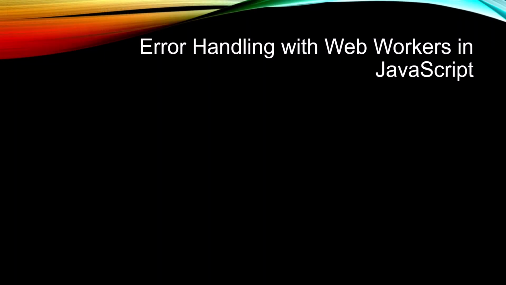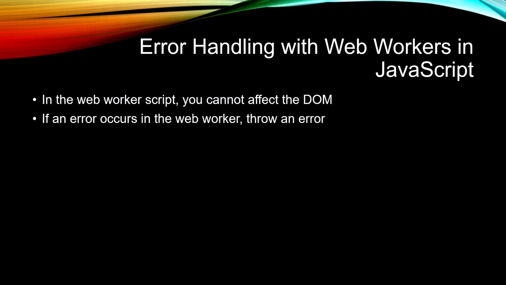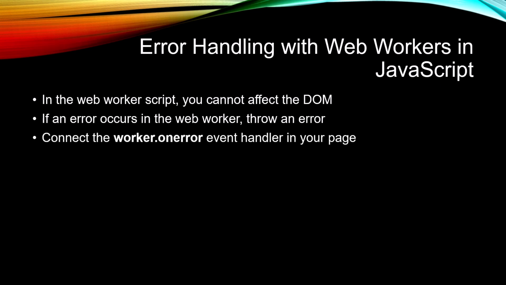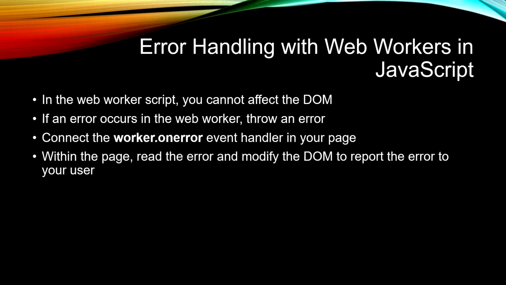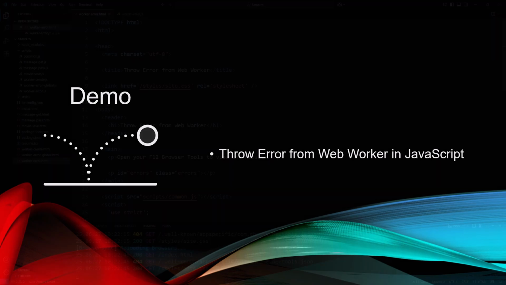Let's talk about error handling with web workers. In the web worker script file, you cannot affect the DOM. So if an error occurs in that web worker, the best thing is to simply throw an error. Then you connect the worker.onError event handler in your page. And then within the page, you can simply read that error and modify the DOM to report the error back to your user. Let's take a look at throwing an error from the web worker in JavaScript.